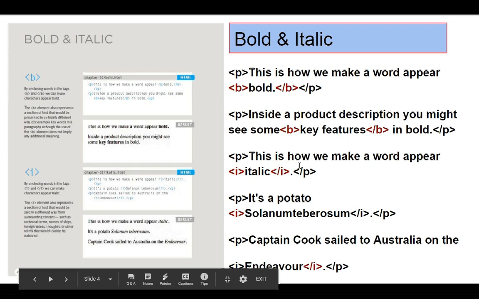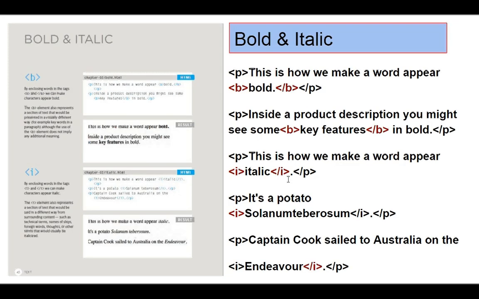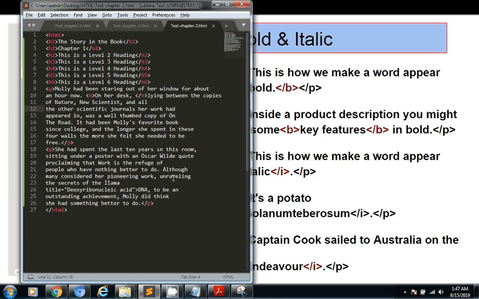So if you want to make a letter italic, then it needs to be denoted by the I tag, and slash I as the close tag. So let us do italic. We'll make this part of the text italic. So we should put the I tag and then just close with the I tag.